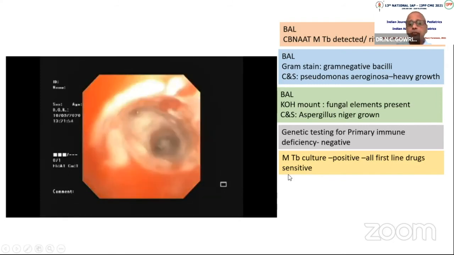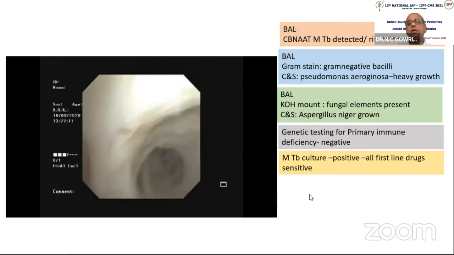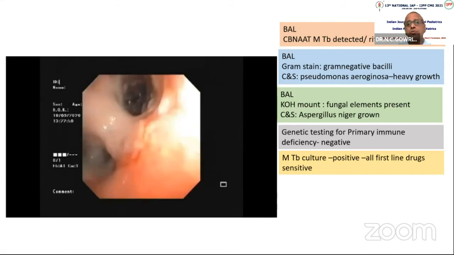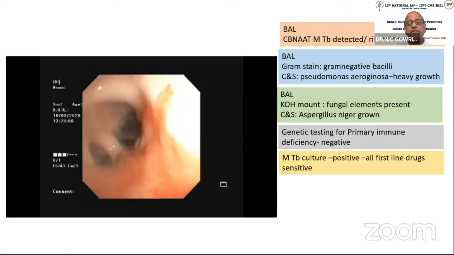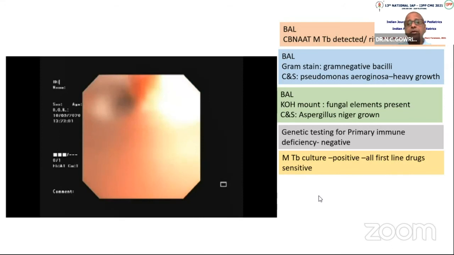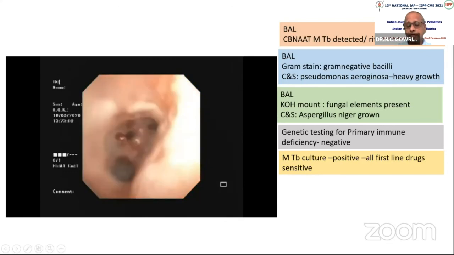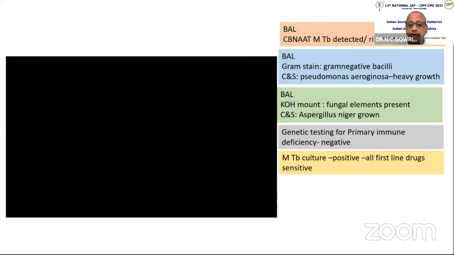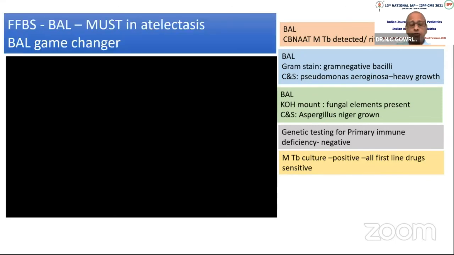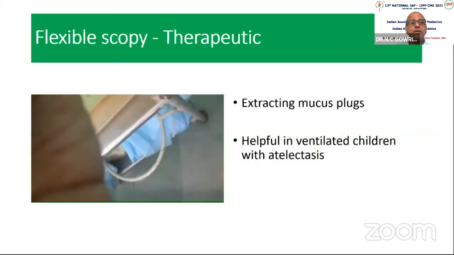What do you see? CB-NAT positive tuberculosis. Gram-stain shows gram-negative bacilli, culture shows Pseudomonas aeruginosa, and fungal culture shows Aspergillus niger, all three in the same child because of the cavity, long-standing duration, which the patient was not able to realize. Genetic testing for primary immune deficiency is negative, MTB culture positive, all first-line drug sensitive. So flexible scopy with BAL is a must in atelectasis, and BAL can be a game changer.